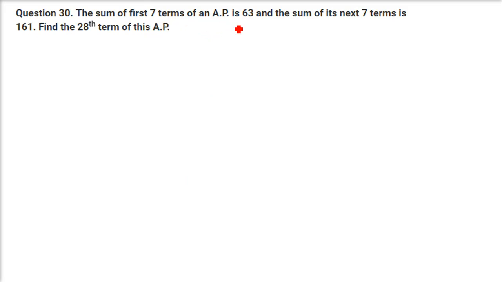The sum of first 7 terms of an AP is 63. That is S7 is 63. Sum of its next 7 terms is 161. So I cannot write it as 14 because the question is from here to here, 1 to 7, this sum is 63. Then from this 7 to 14, means 1 2 3 4 5 6 7 terms. Then 8 9 10 11 12 13 14, 7 to 14, right? This is given as 161.